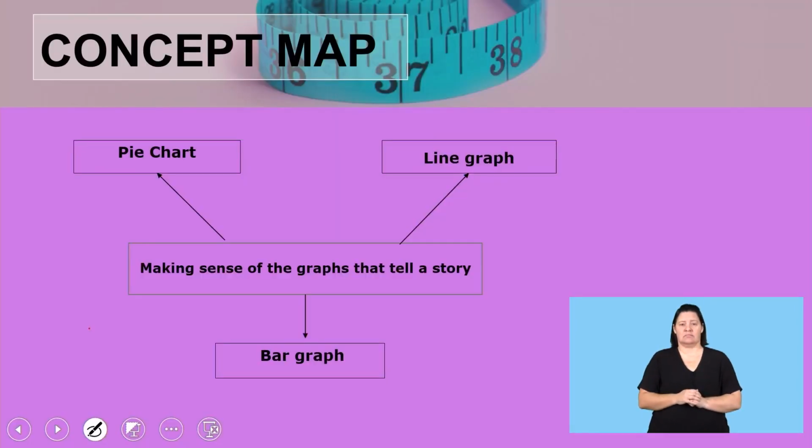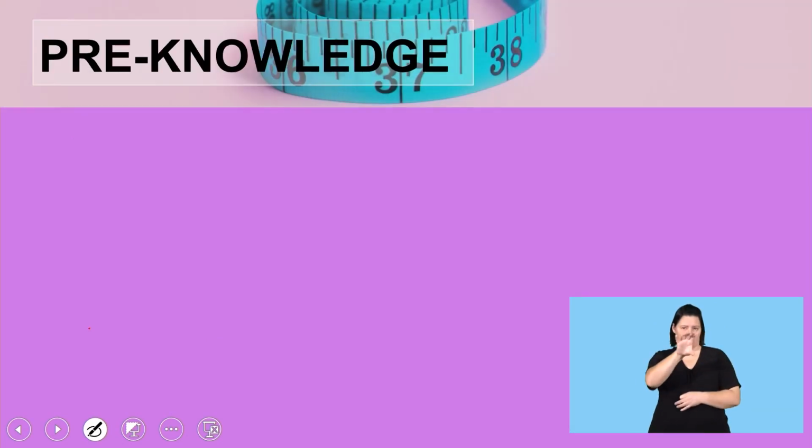Let us have a look at the content that we need to cover. The content that we are going to cover is the following: the line graph, the bar graph, as well as the pie chart. So as we are explaining and interpreting the graphs which are telling the story, we will be focusing mainly on the three graphs.